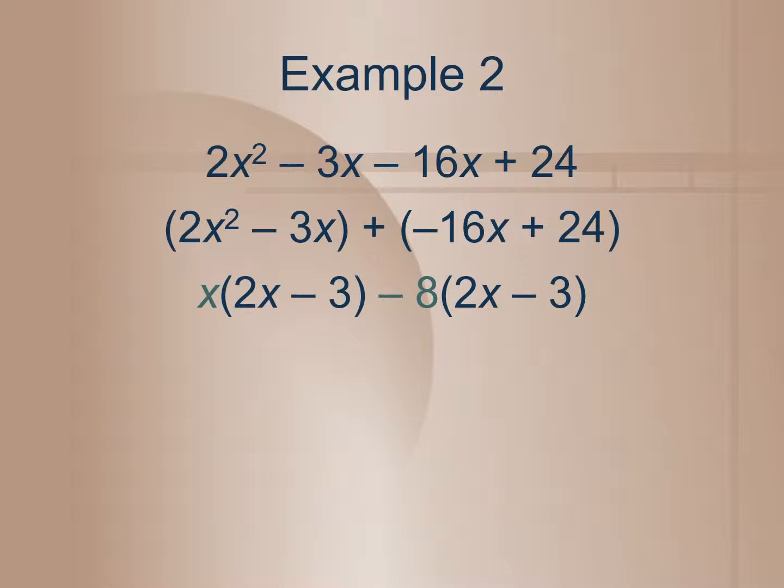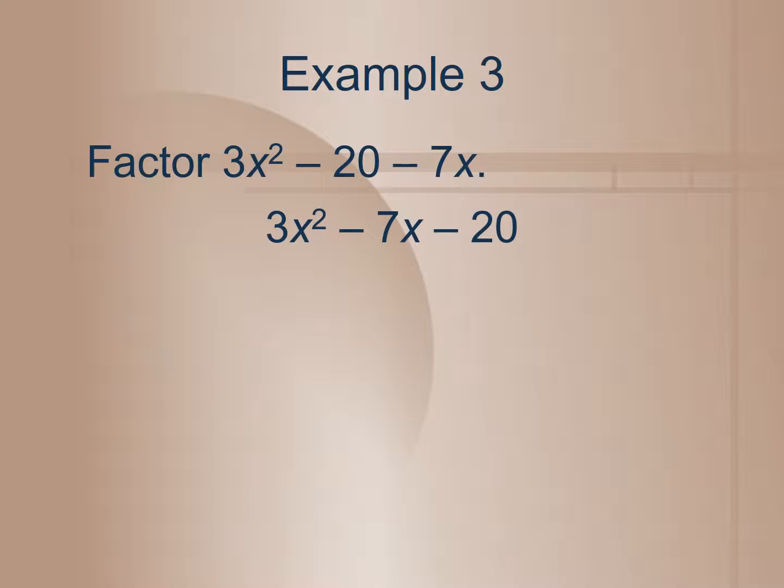From here, I factor out common monomials. In 2x squared minus 3x, I can factor out an x. And in negative 16x plus 24, I can factor out a negative 8. When I factor out a negative 8, I'm left with 2x minus 3. So now I can factor out a 2x minus 3. And when I factor out 2x minus 3, it leaves me x minus 8. And then this becomes our final answer.